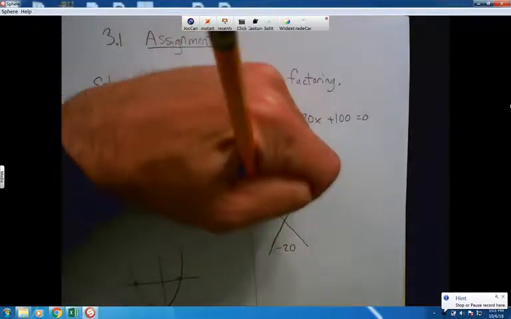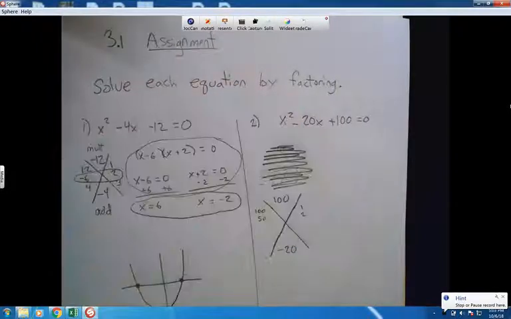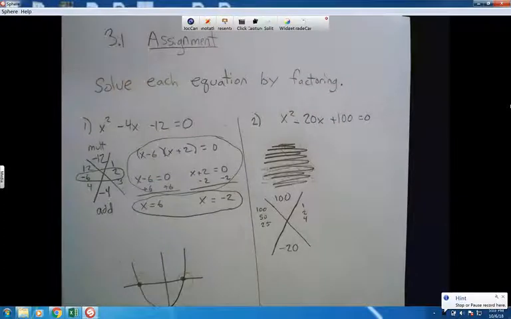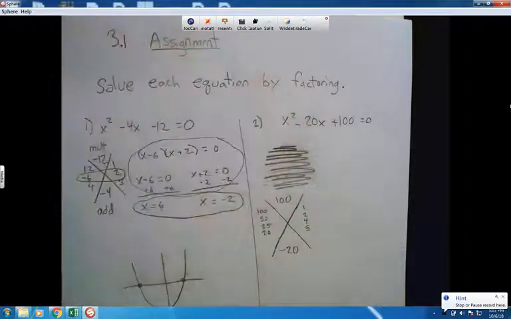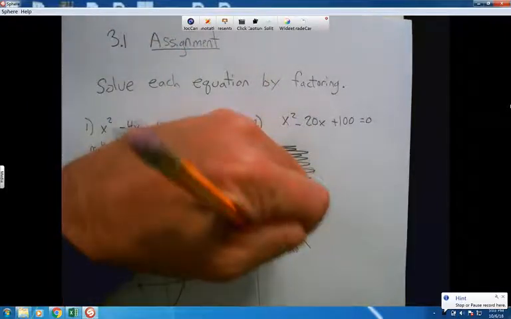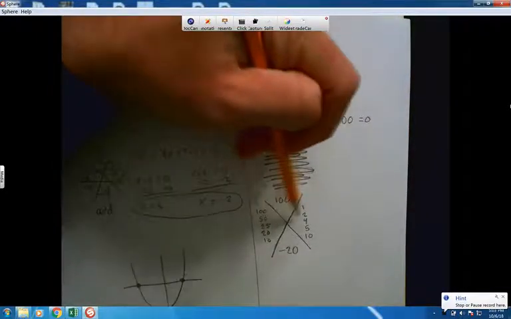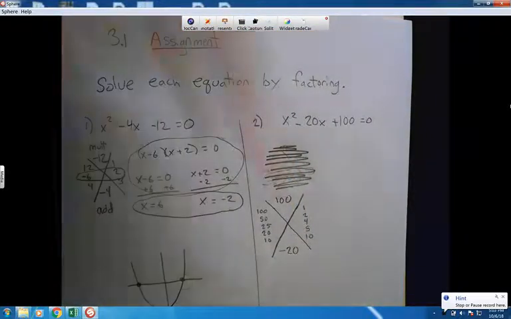So ways to get to 100. 100 times 1, that would make 100. 50 times 2. What else? 25 times 4, that would make 100. 20 times 5, right? 20 times 5 is 100. And 10 times 10, obviously 10 times 10 is 100. And what I'm looking for now are pairings here, where if I add them, I could get to -20.